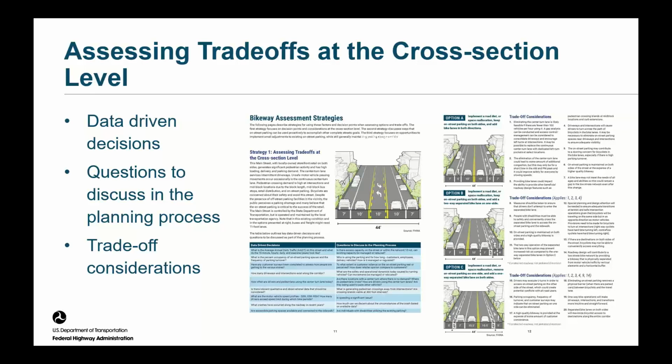And so we tried to think about what would happen if we reallocated the center turn lane and put in traditional bike lanes and kept parking on both sides. What would happen if we kept parking on both sides, reduced the center turn lane, and added a two-way separated bike lane? And what would it look like if we had one-way separated bike lanes on both sides, reduced the center turn lane, and lost one side of parking? In each of those scenarios, it's got different trade-off considerations, and so we dug into that a bit. We also flagged some data-driven decisions and some questions to discuss in the planning process.